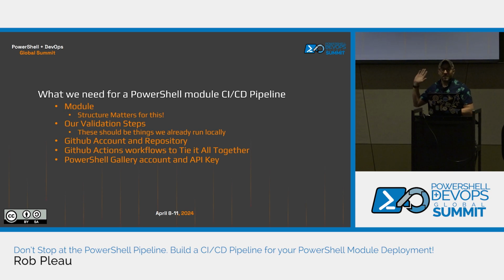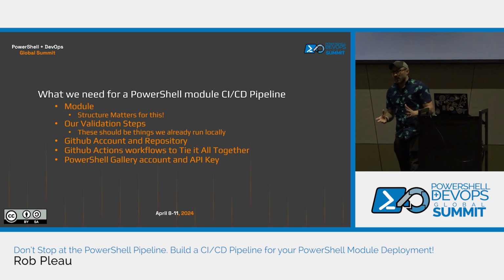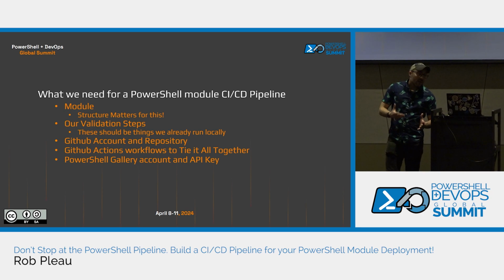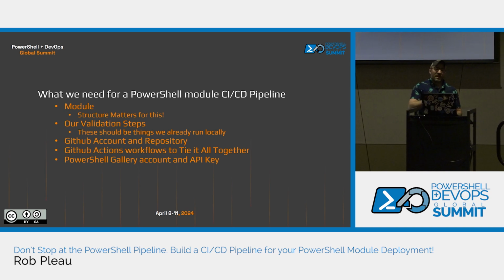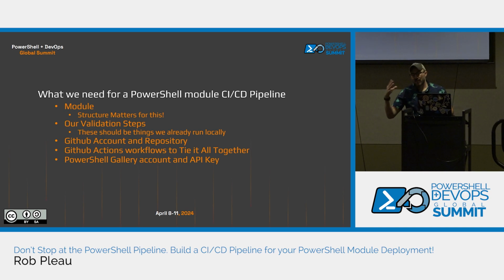So what you're going to need is the module. Hopefully you already have some validation steps that you're running locally, like Script Analyzer and Pester. You're going to need a GitHub account. We're not going to create a GitHub account. This assumes you have one. They're free to make. This also assumes you have a PowerShell Gallery account. We're not going to make one. This kind of assumes you have one. They're free to make. But we will make the repository. We will generate an API key on the gallery.